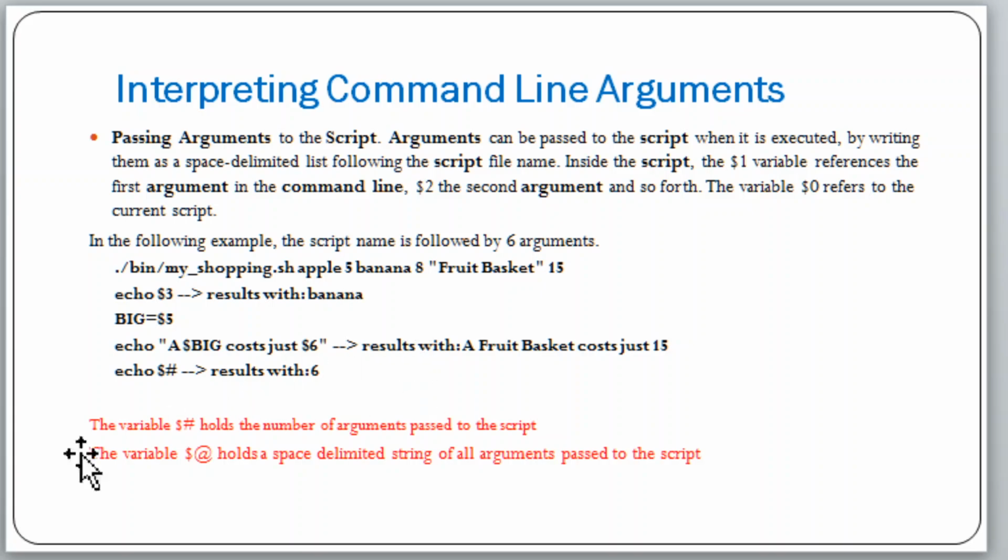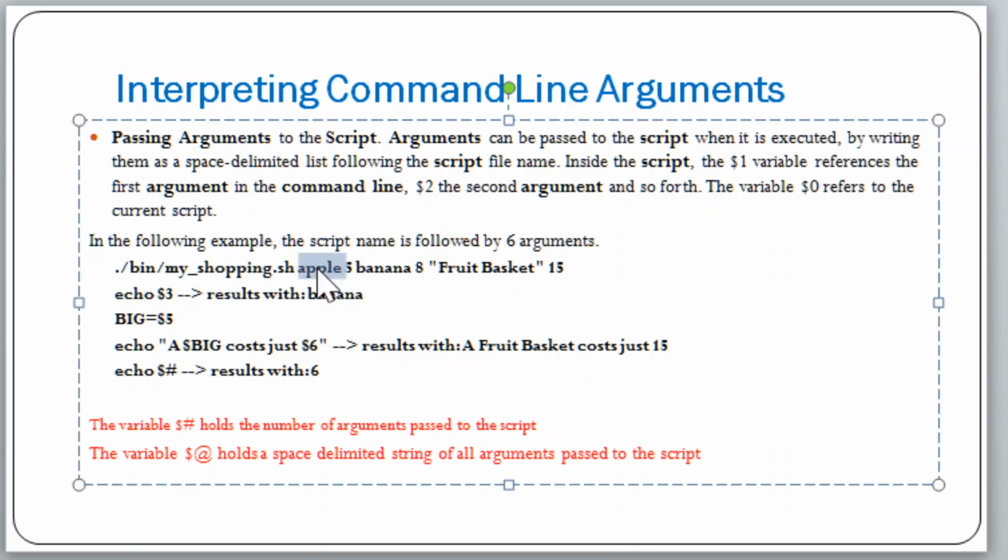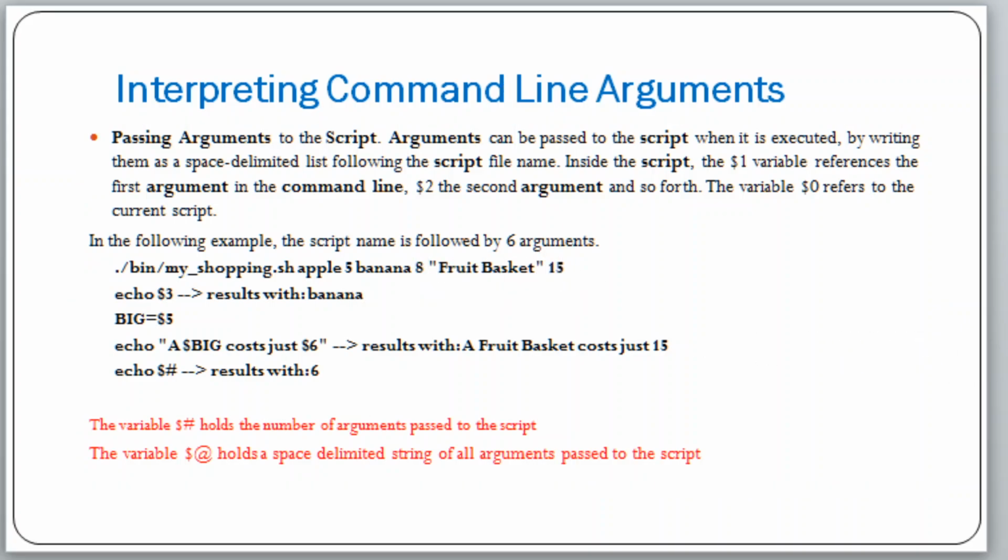The variable $# holds the number of arguments passed to the script, so it's telling you how many arguments are passed to the script. In this case, there are 6: apple, 5, banana, 8, fruit basket, and 15. Six arguments. And the variable $@ holds a space-delimited string of all arguments passed to the script.